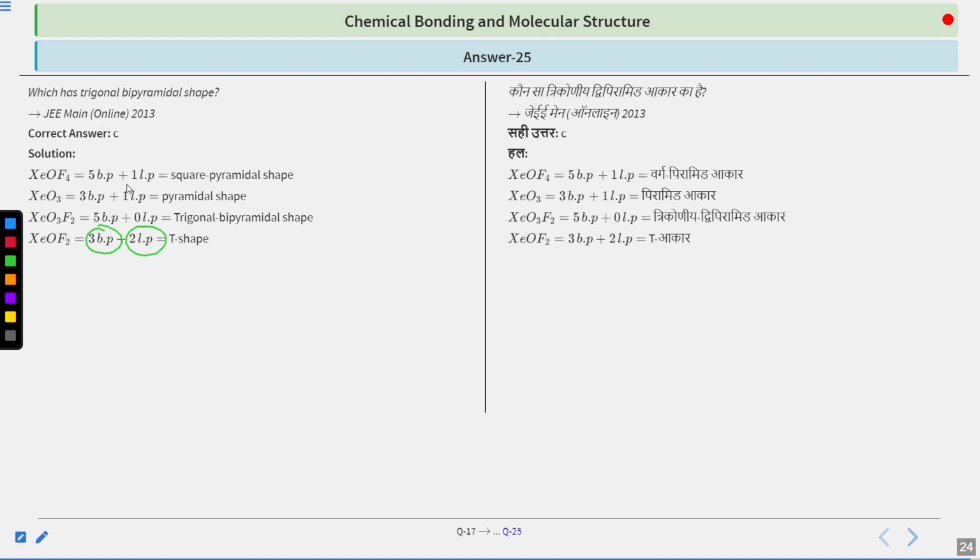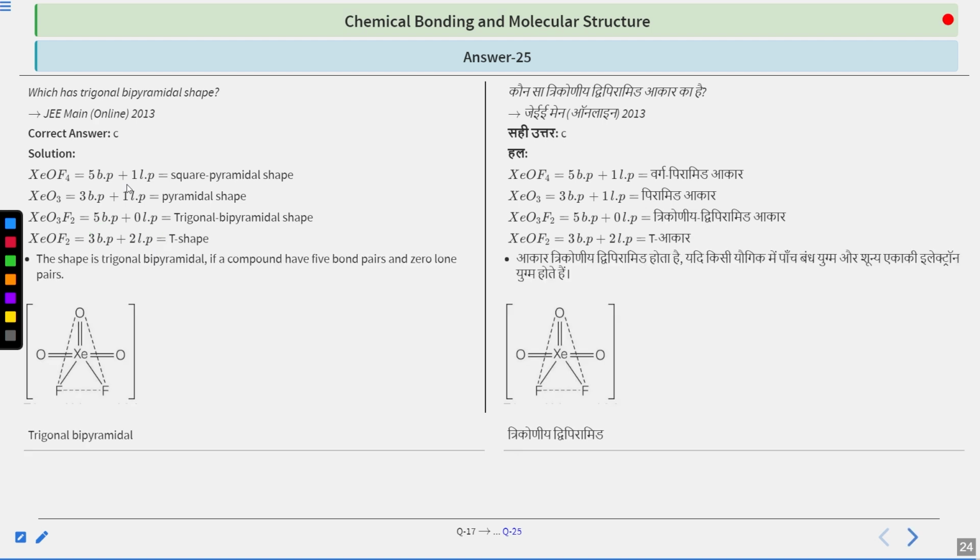And for XeOF2, there are 3 bond pairs and 2 lone pairs, and hence it has T shape. Of course, 8 electrons are there, 2 are involved with fluorine, and the rest are involved with oxygen. But since covalent bonds are not counted, 1 is excluded, and therefore 3 bond pairs. The remaining 4 electrons are involved in the lone pairs, so that is a total of 2 lone pairs, and hence T shape is there. So the shape for your XeO3F2 is trigonal bipyramidal. Clear?